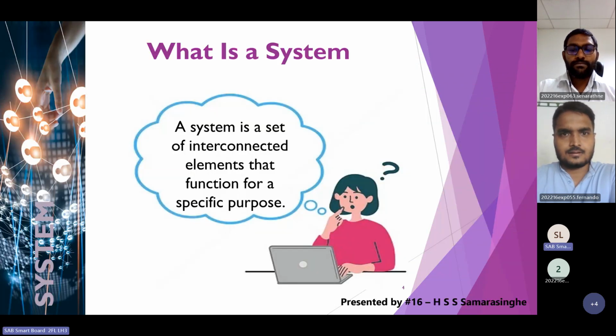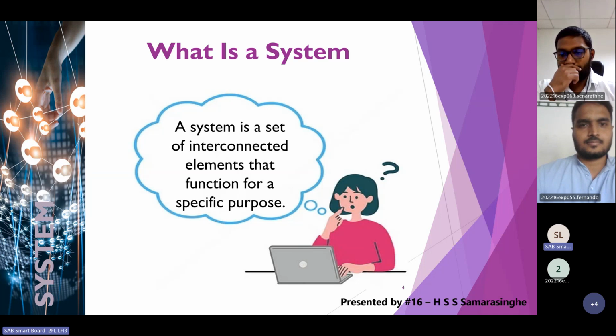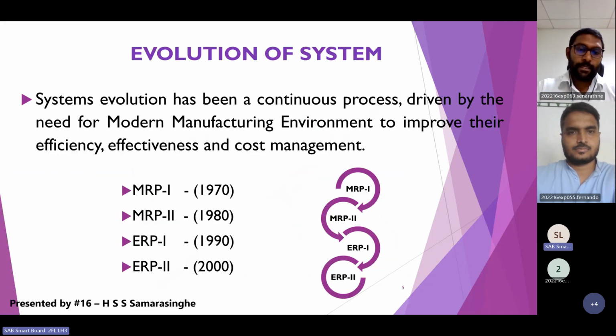Let me introduce what a system is. A system is a set of independent elements that function together. Now I'm going to say what the version of the system is. It has been a process, using information in the manufacturing environment to improve efficiency and transparency.